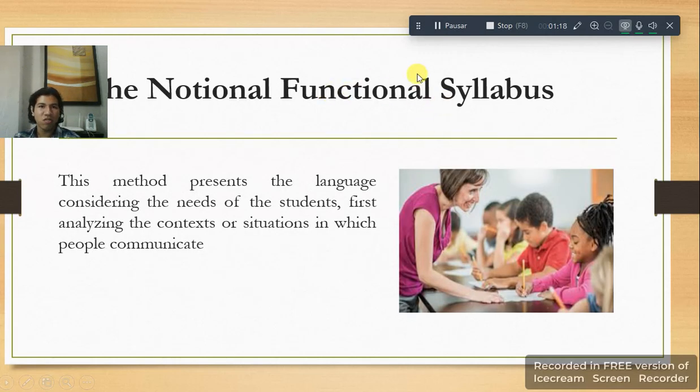Next is the National Functional Syllabus. This method presents the language considering the needs of the student. First, the method analyzes the context of the situations in which people communicate. This method always works by repetition. Like a person says, "Hello, who are you?" You have to say, "Yeah, good, I am fine." Or a person says, "Hey, I need some help with this problem." You have to say in response, "Yes, I could help you."